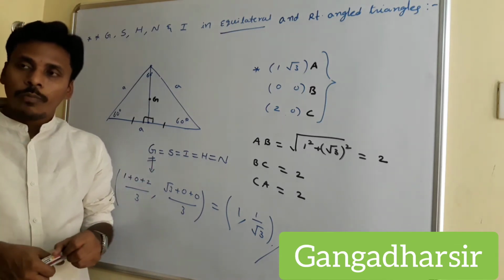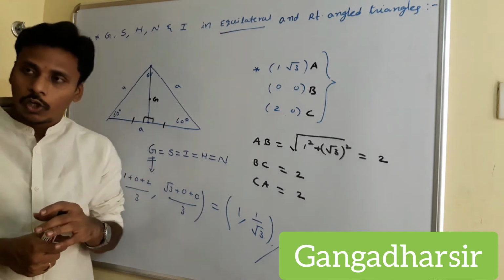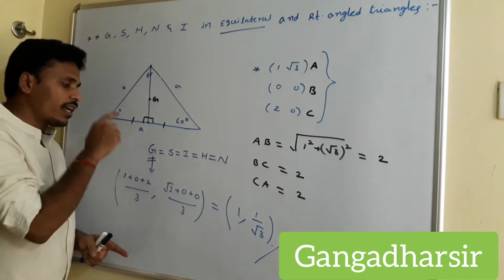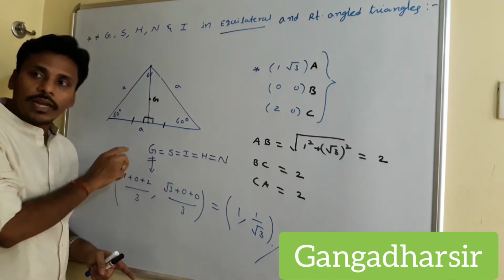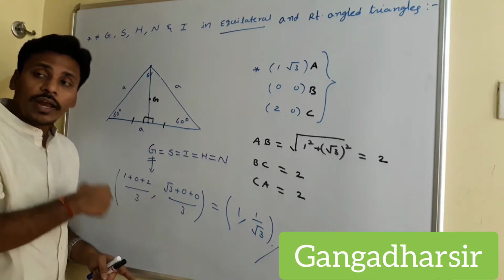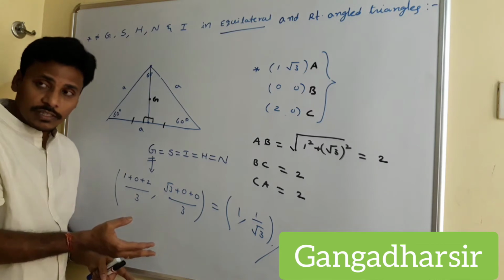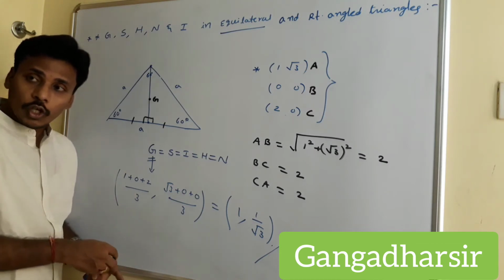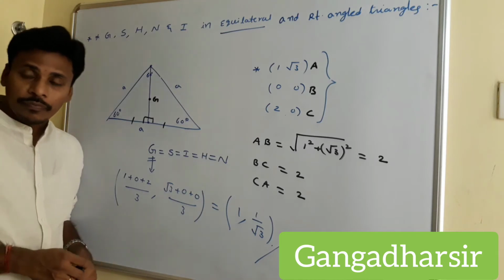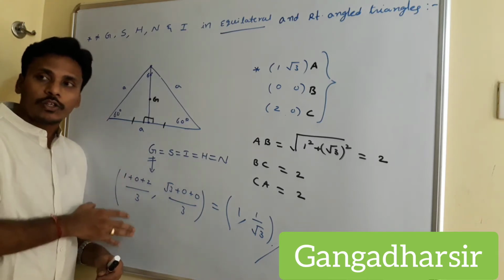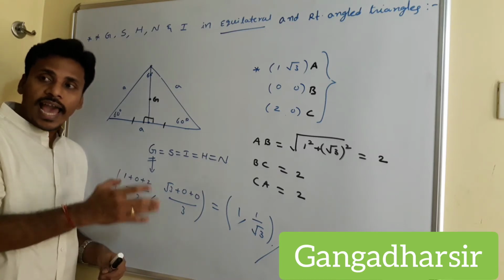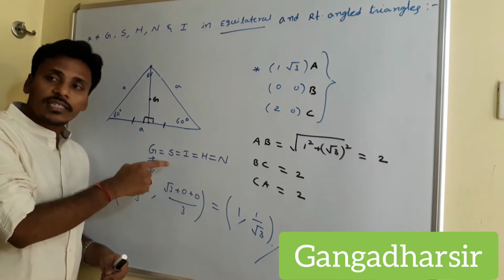Right? So at the end, what we are going to conclude is that for an equilateral triangle all these points will coincide at one point only, and that point is the centroid. So for an equilateral triangle, no need to find the circumcenter using SA, SB, SC, no need to find the orthocenter using Euler's line, no need to find the 9-point center and incenter separately.